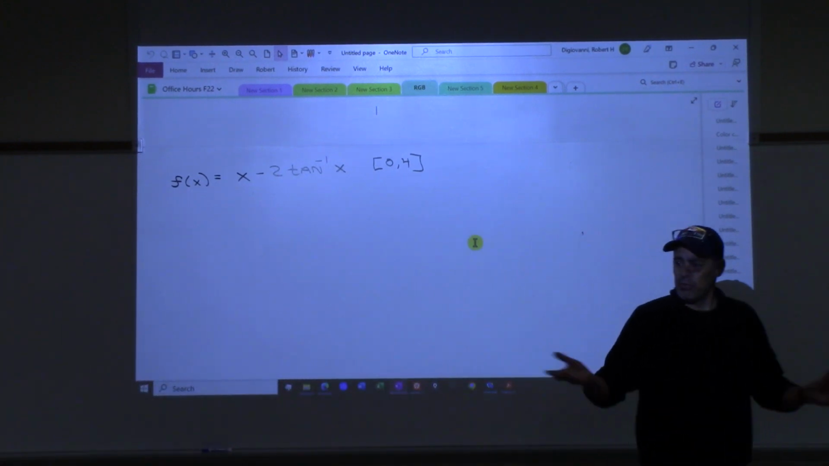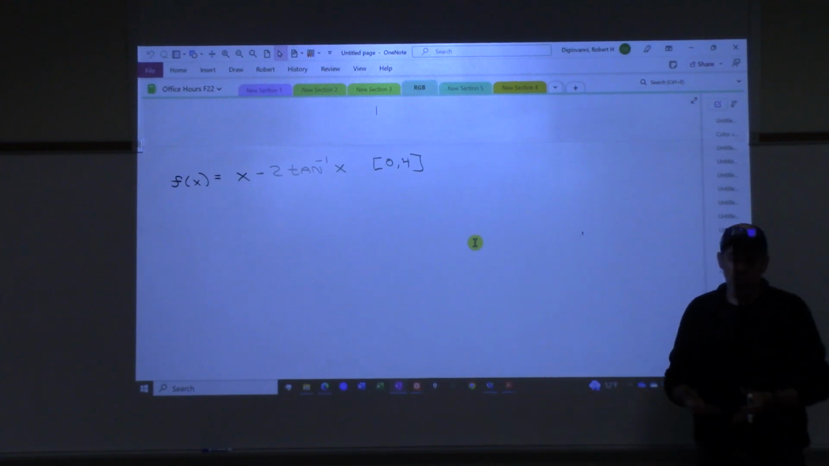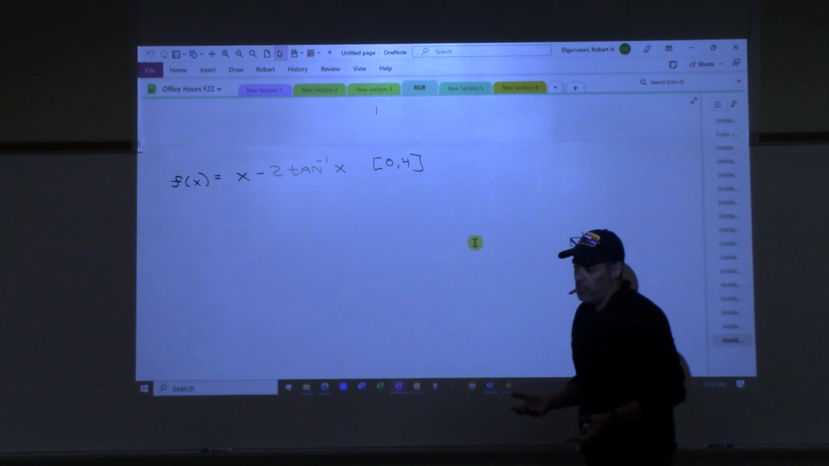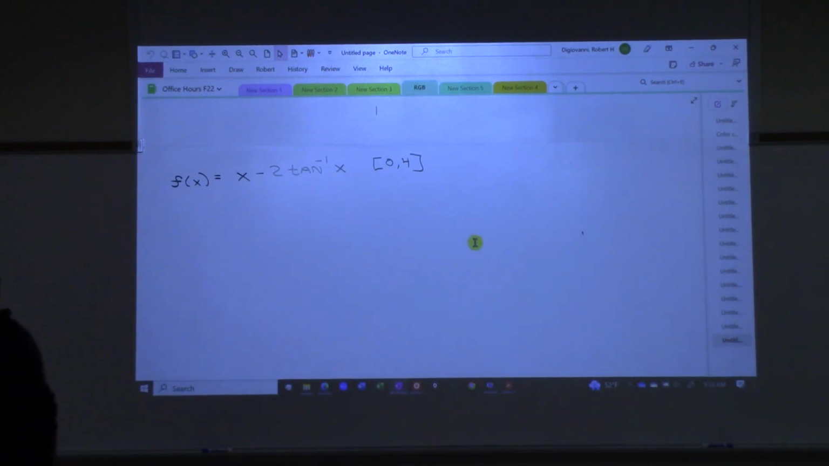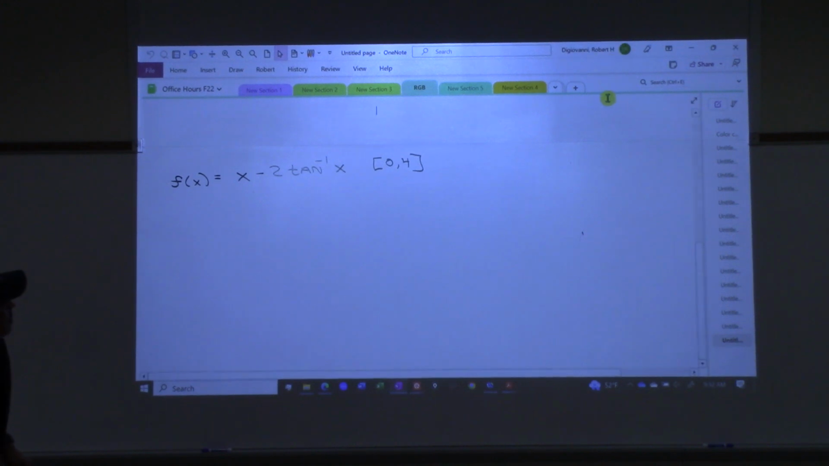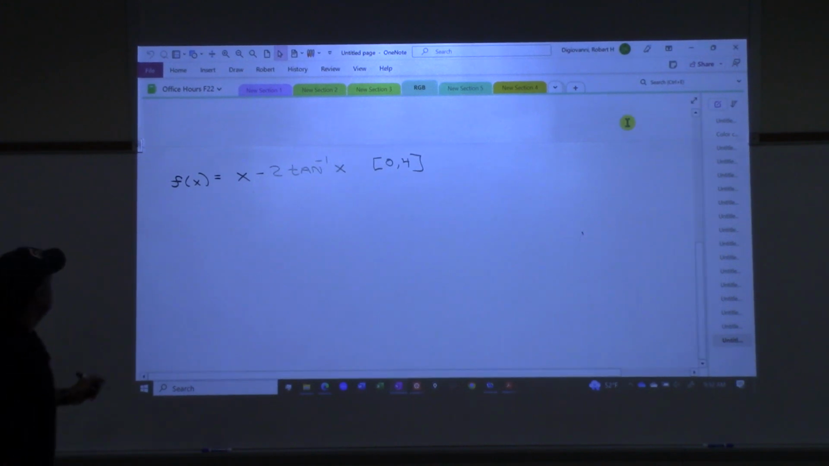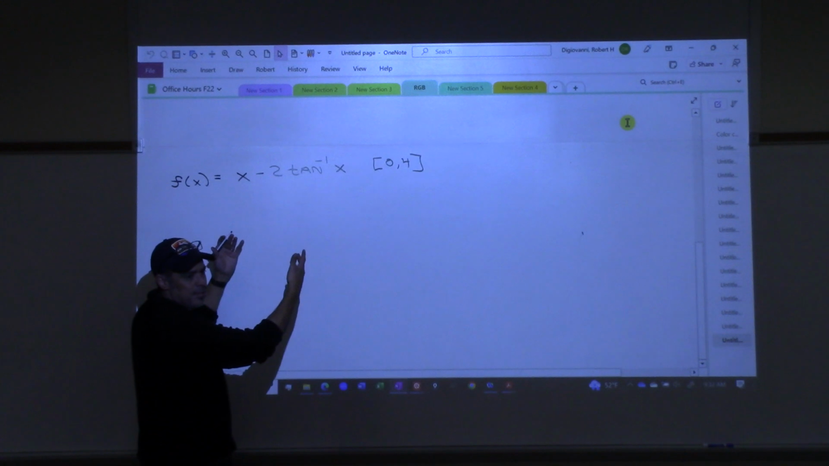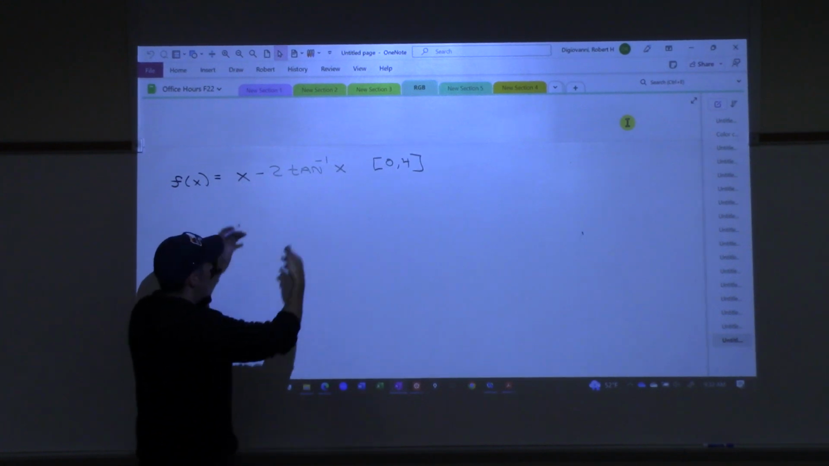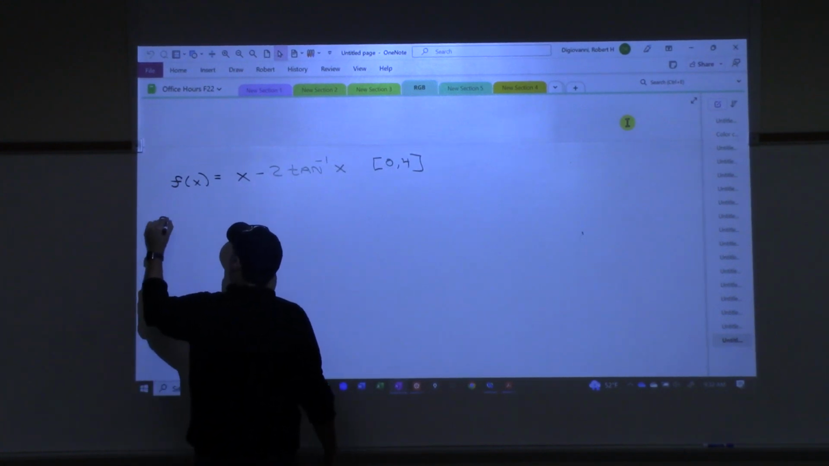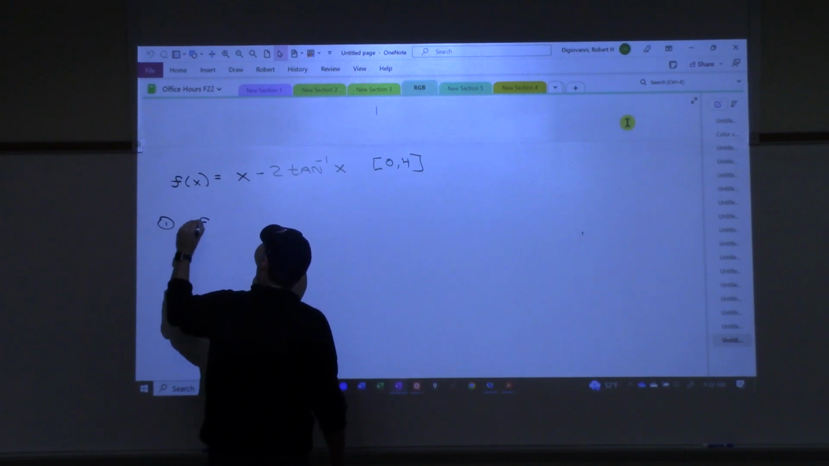We've learned all the rules for differentiation in Cal 1. There's no more rules to learn. So any function we're given, we should be able to, in theory, take its derivative. Then the question becomes, can you figure out where that derivative is 0, and can you figure out where that derivative doesn't exist? So let's start with the derivative. Instructions here are the same. Find the absolute maximum and minimum on that interval. So first step, I'm going to take the derivative.